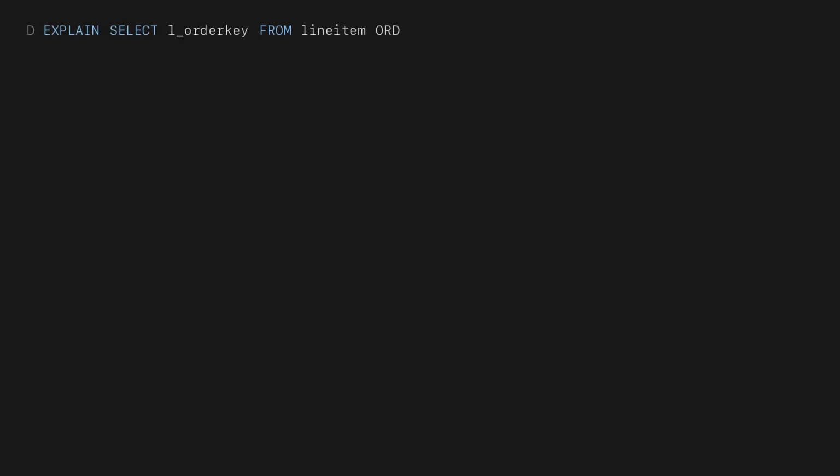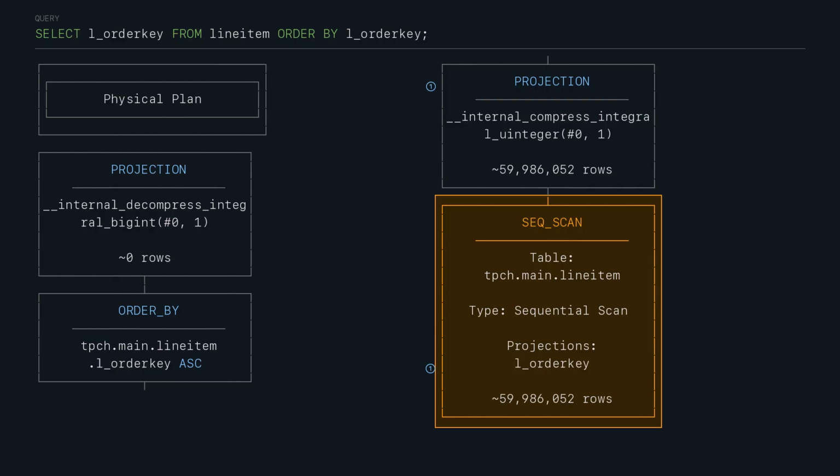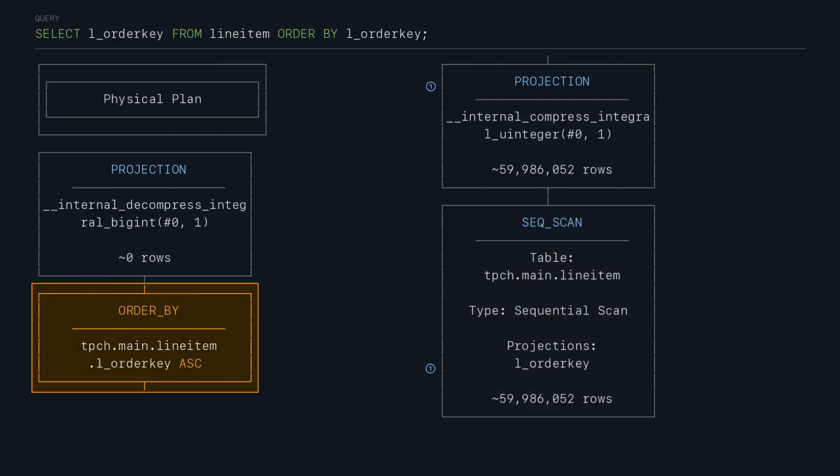Full sort, no limit, let me run explain. The scan reads all rows, no limit to bound the output. No limit means DuckDB must materialize the entire sorted result before returning row 1. The order by operator runs the full Radix sort. On 60 million rows, this will exhaust any reasonable memory limit and spill to disk.